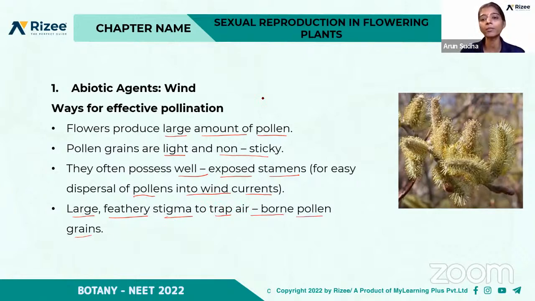So you should be clear with the features of the different pollen grains, that is those that are pollinated by wind. Wind means these are the specific features, and what are the features of those pollens in which the pollination occurs by water. So each and every type of pollen has specific features. So by wind means they are produced in large amounts and they are light and non-sticky, and they possess well exposed stamens and large feathery stigma, right?